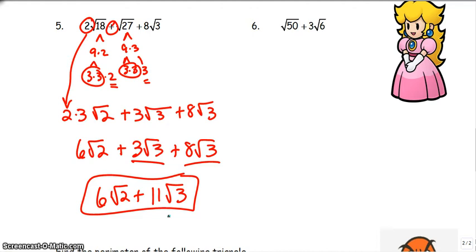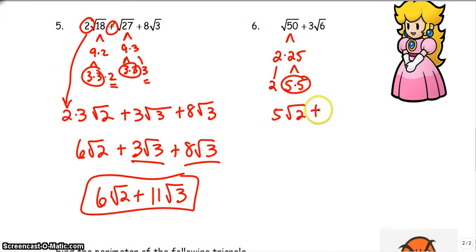Let's do one more example here. The square root of 50. That's 2 times 25. Root 25 is 5 times 5. I have a pair of 5s, a 5 on the outside, a square root of 2, plus 3 square roots of 6. When I bring that one down, once again, just like the root 2 and the root 3, I can't combine a root 2 and a root 6. So I leave them separate. Woo! This is exciting.